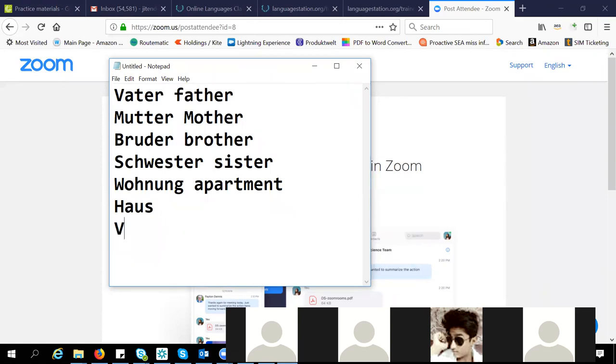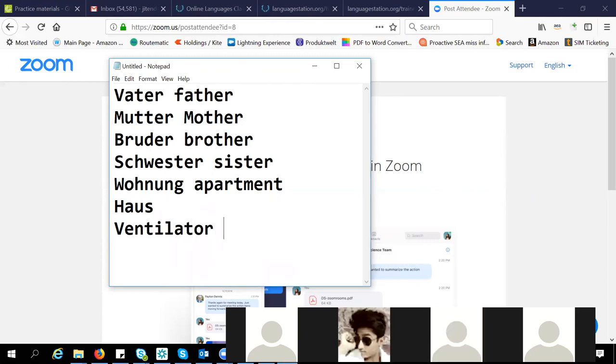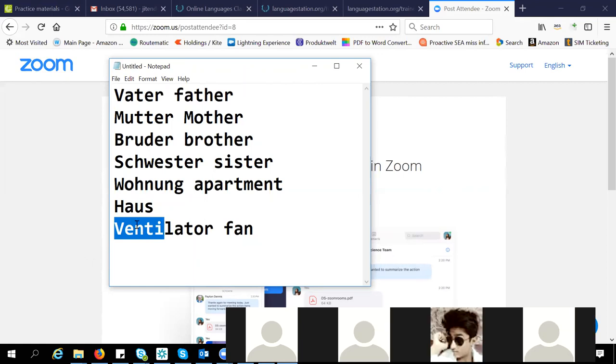Okay. Then, all right. So the German word for fan is this. It means, okay, Ventilator. So the V sound is an F sound. So it's like Ventilator. The A sound is always A. So whenever you see A, open your mouth and say A. Ventilator. Ventilator means fan, right?